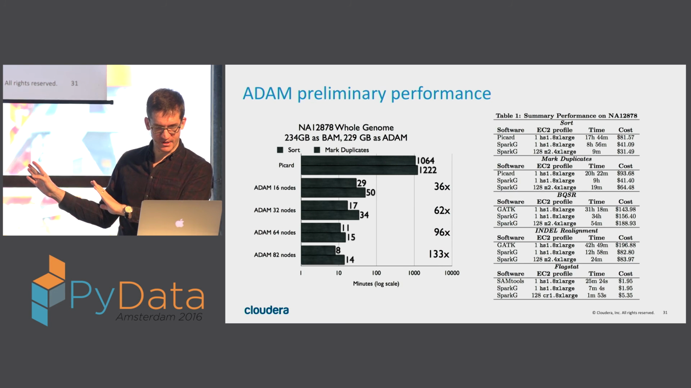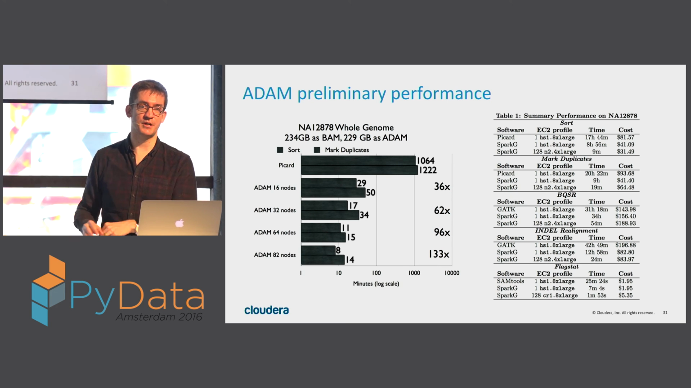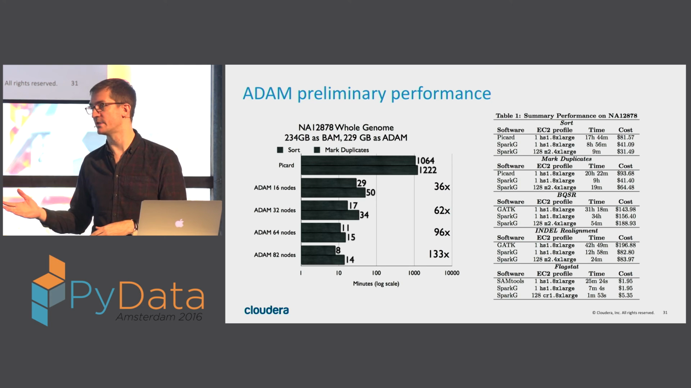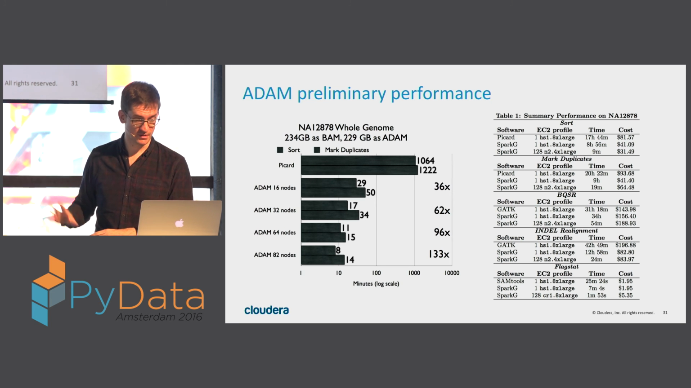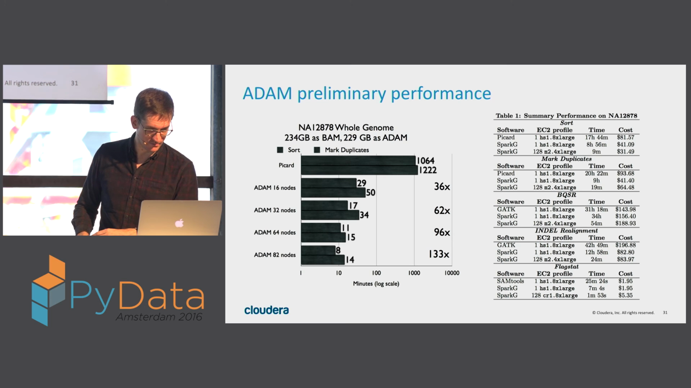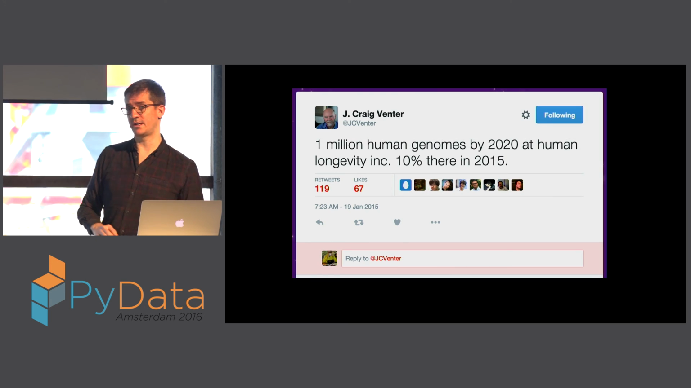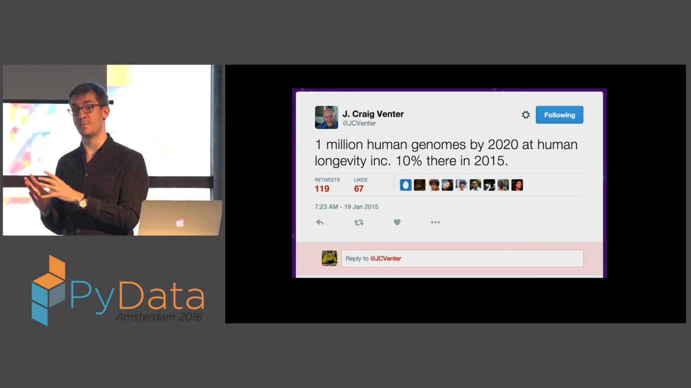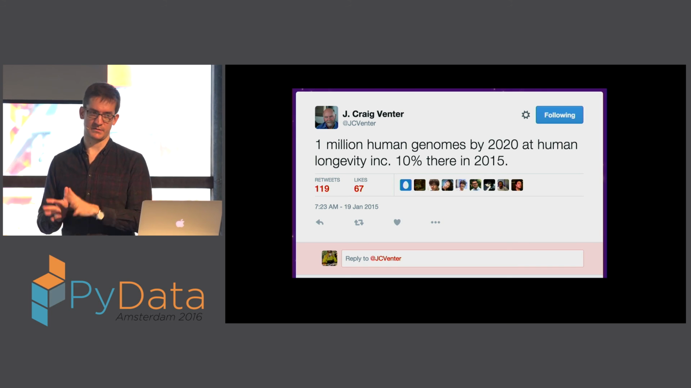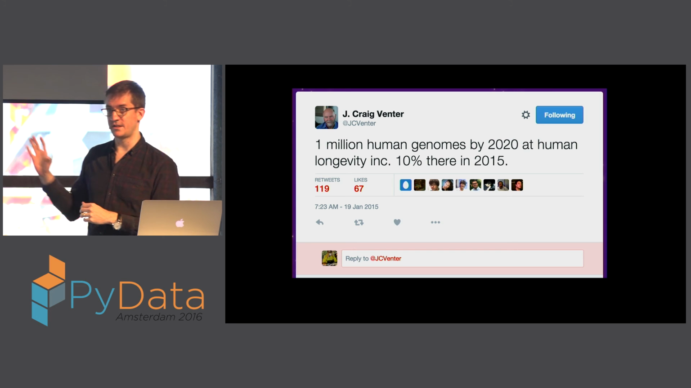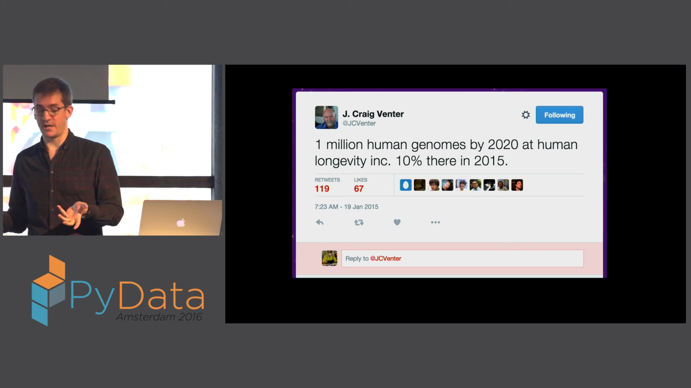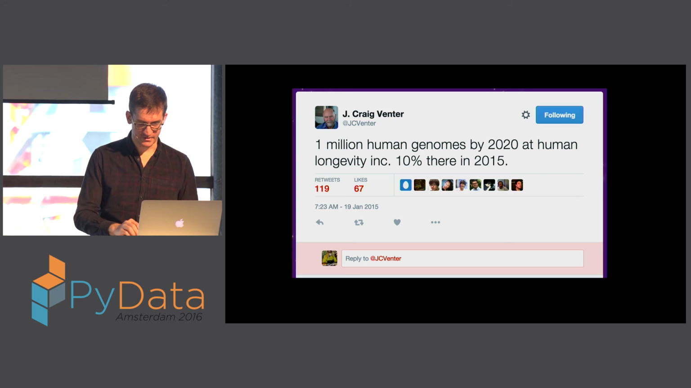Just a quick set of benchmarks to show that, hey, this actually does scale pretty well. If you throw 4 times more machines at it, you can, roughly speaking, sequence 4 times as many genomes in the same amount of time. So this scales pretty well. That's good because Craig Venter's new goal is to sequence 1 million people's genomes by 2020. We're only about 10% of the way there. To get there in a cost-effective way, we are going to have to get better at this. So I'm glad these efforts are underway.